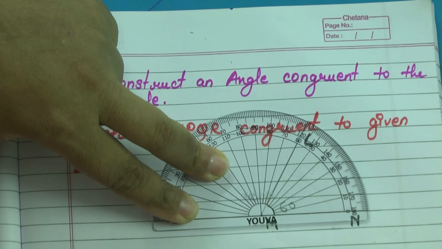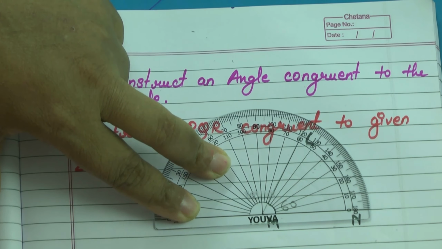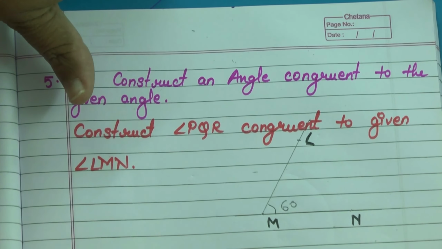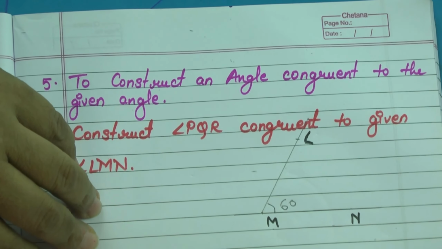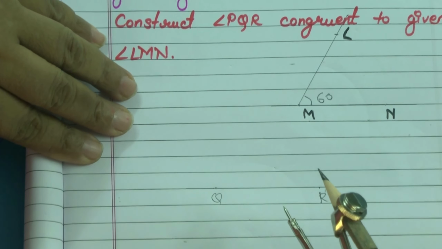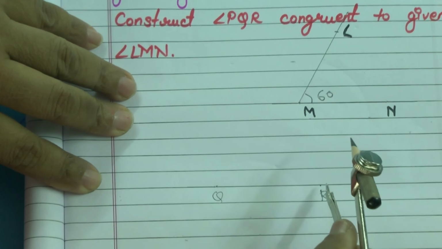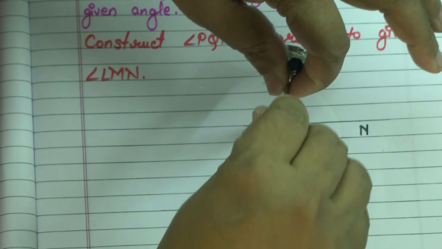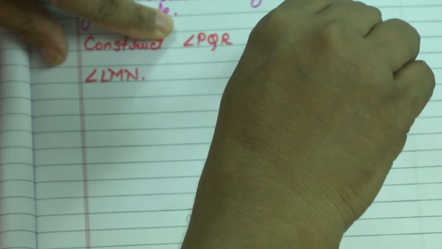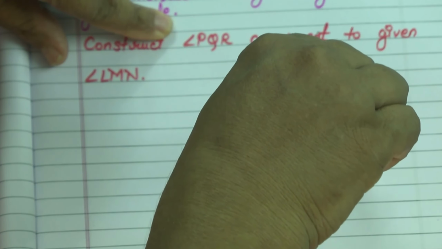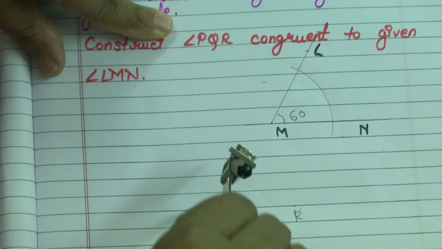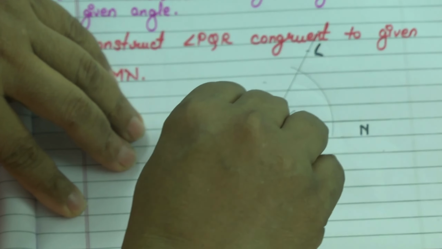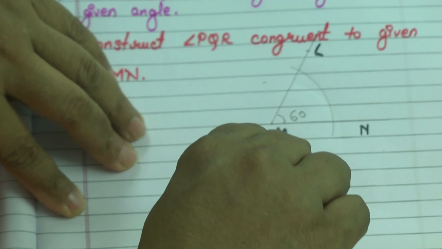Now I will not make use of protractor and I will draw another angle without the use of protractor, only with the help of compass. It is amazing to do this. So I have already drawn here line QR, a segment QR, and draw an arc on the given angle. Lift that compass, keep it at the point Q and draw an arc which will cut the line QR.